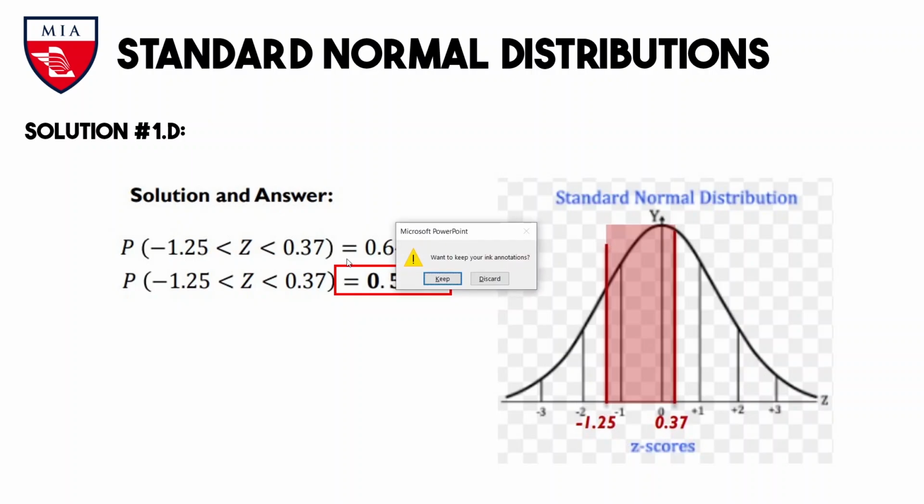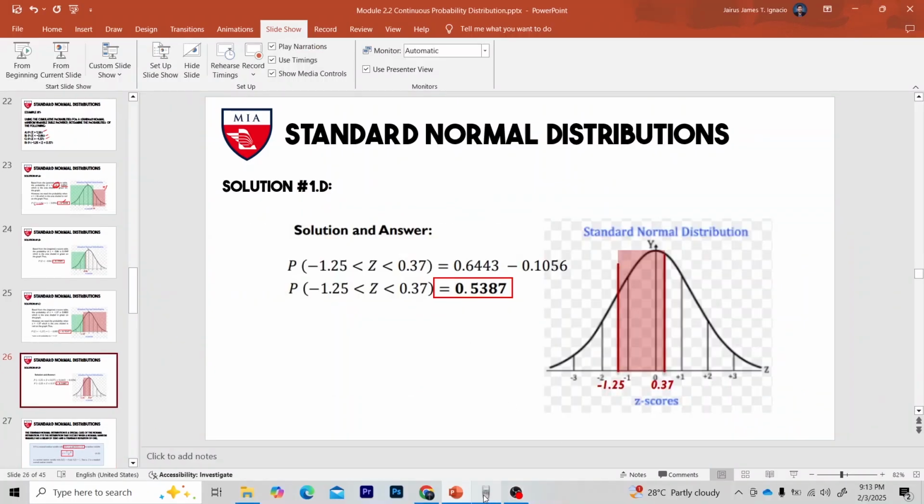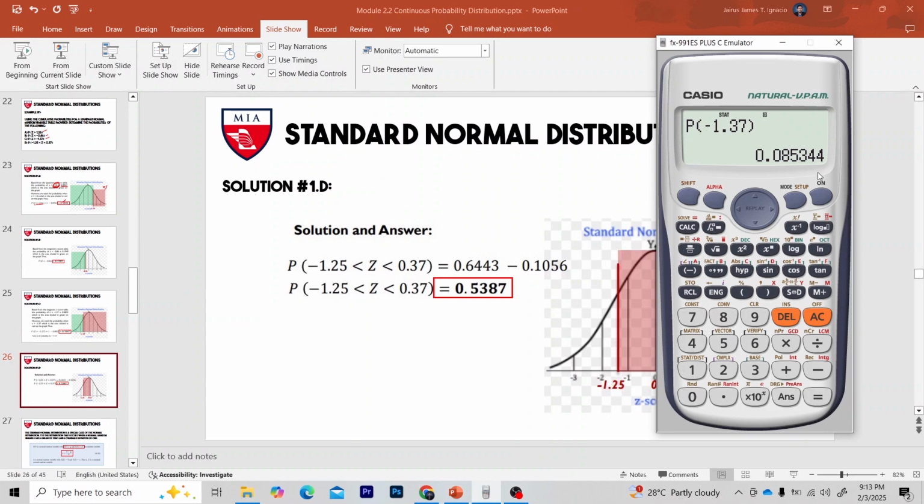Okay, so let's use the calculator. So first we have 0.37. So we have shift 1, 5, 1. So we show the process. So we have 0.37. Okay. So we have 0.6443. Okay. So that's the value of the probability of z less than 0.37. Therefore, we will not subtract it from 1 because the value is less than the z.